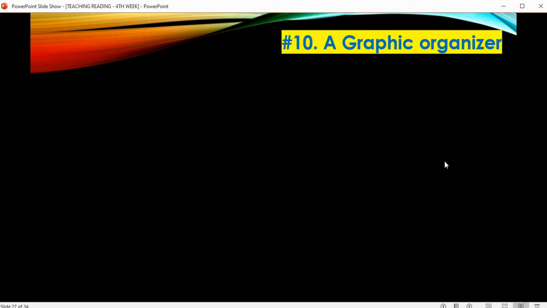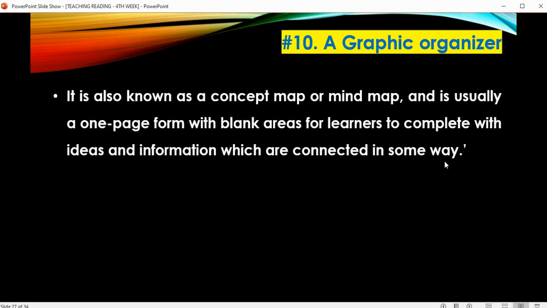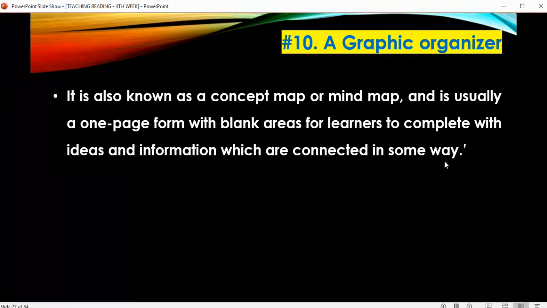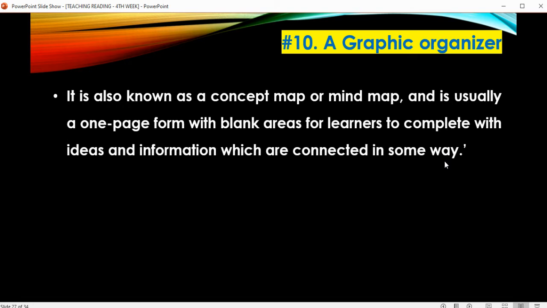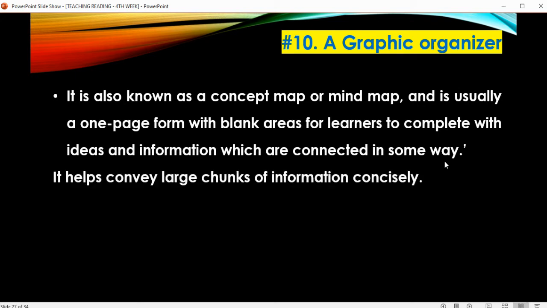Then we have this activity that is very common, using a graphic organizer. When we talk about graphic organizers, we can relate them to concept maps or mind maps, all right? They are usually a one-page form with blank areas for learners to complete with ideas and information which are connected in some way. So how is it helpful to learners, to the readers? Because it helps convey large chunks of information concisely.